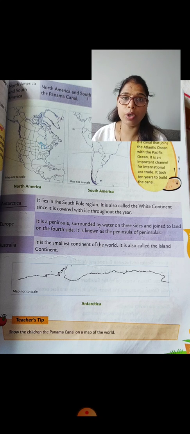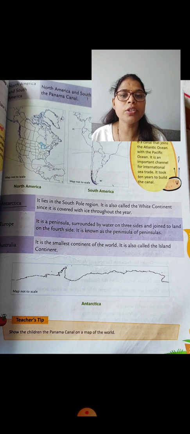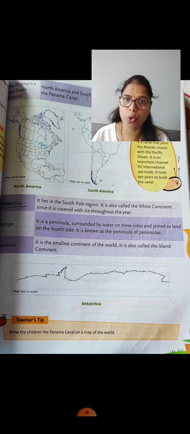Okay, and this continent is also called the White Continent. Why? Because throughout the year this Antarctica is covered with only snow. That is why the continent is called the ice and white continent. The next continent is the Europe continent.